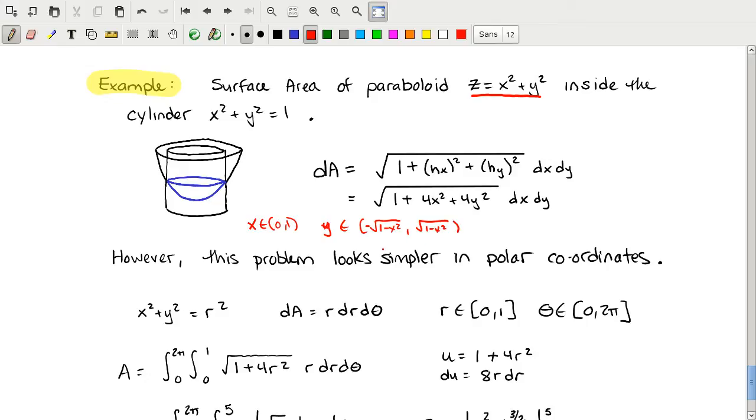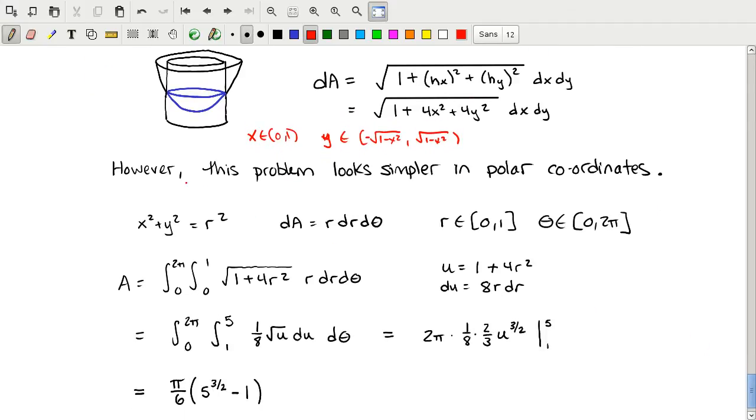However, since we're talking about circles here, the domain is a unit circle, and here I have a circular paraboloid with 4x squared plus 4y squared. I should be thinking polar coordinates, since this problem will be easier in polar coordinates. So let's do that. All my x squared plus y squared become r squared. My dA, I know from polar coordinates, becomes r dr d theta instead of dx dy. And if I look at this object, it's inside a cylinder of radius 1, and it goes all the way around. So r goes from 0 to 1, theta goes from 0 to 2 pi. Those are much easier bounds than in Cartesian coordinates.